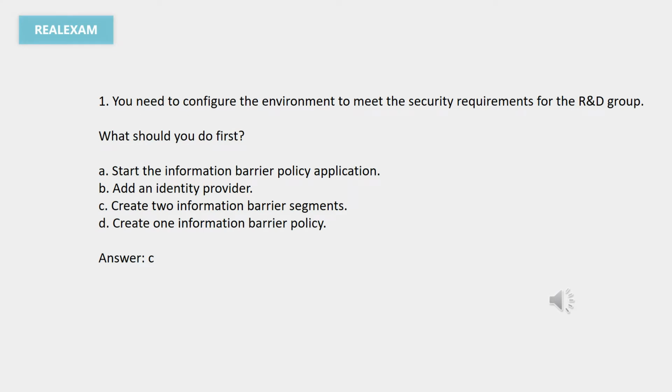1. You need to configure the environment to meet the security requirements for the R&D group. What should you do first? A. Start the Information Barrier Policy application. B. Add an identity provider. C. Create 2 information barrier segments. D. Create 1 information barrier policy. Answer. C.